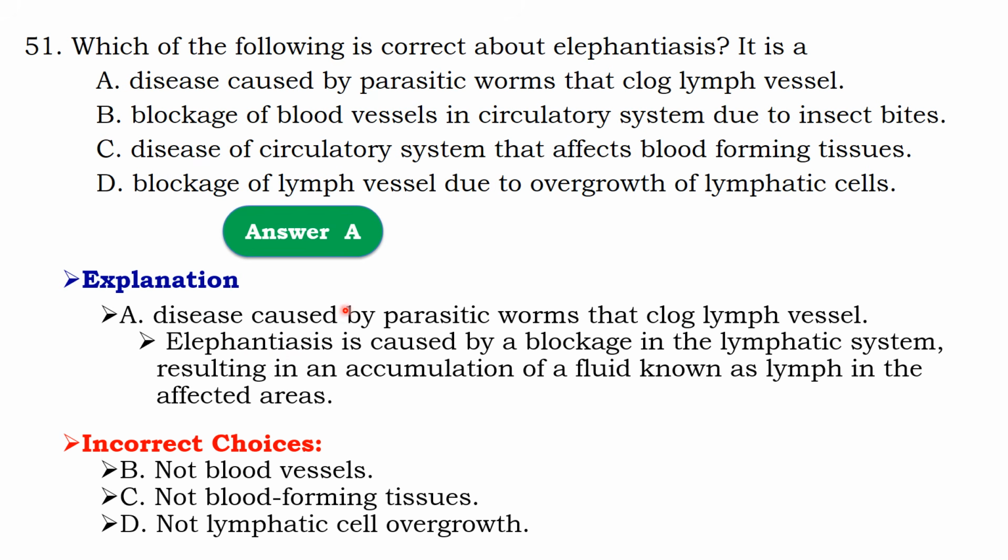It is a disease caused by parasitic worms that clog lymph vessels. Elephantiasis is caused by a blockage in the lymphatic system, resulting in an accumulation of fluid known as lymph in the affected area. Looking at the other choices, option B is not blood vessels. Option C, not blood forming tissue. Option D, not lymphatic cell growth or overgrowth. So the answer should be A.